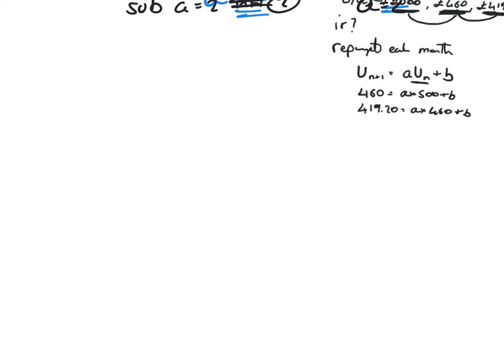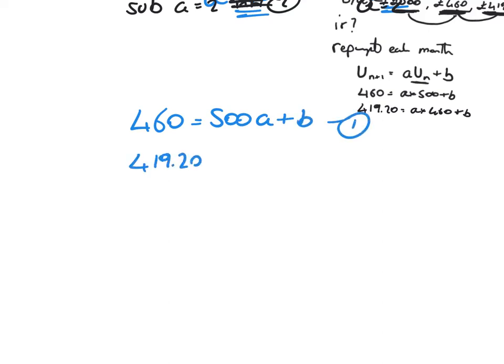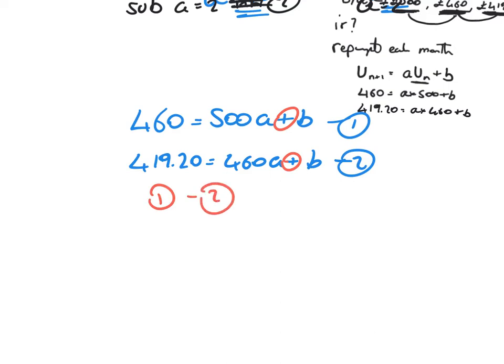Let's shorten them up. 460 is equal to 500A plus B is equation 1. £419.20 is equal to 460A plus B. That's equation 2. Again, we can see that the signs are the same, so we can subtract. So let's do 1 take away 2. 460 take away £419.20 will give me £40.80. 500A take away 460A is 40A. And the B's cancel out.